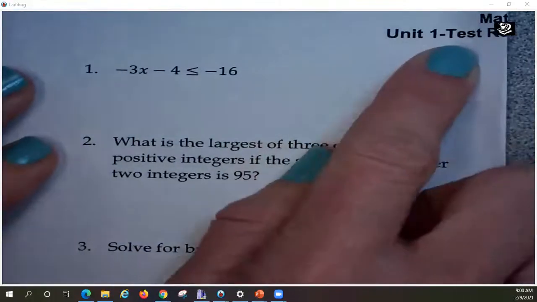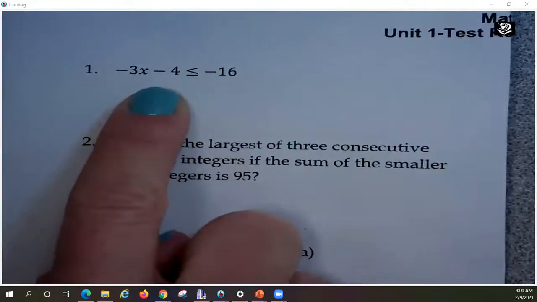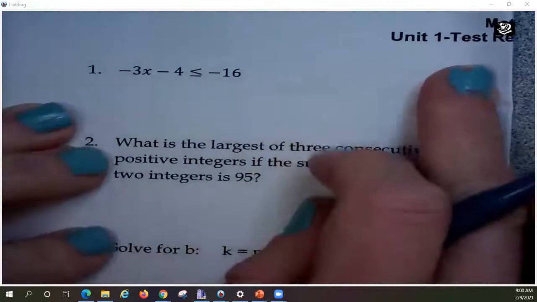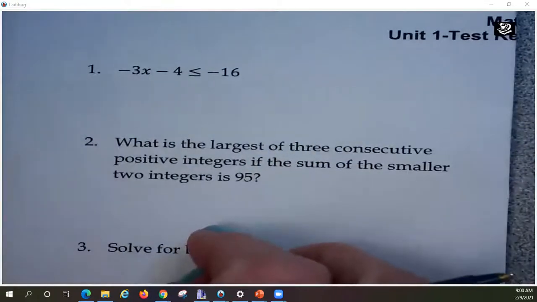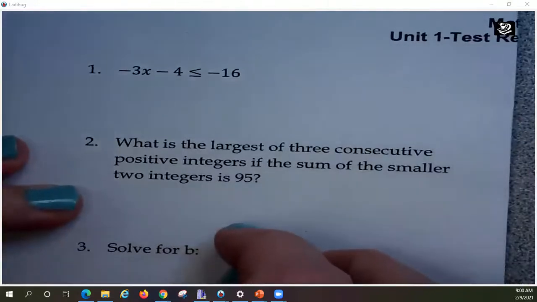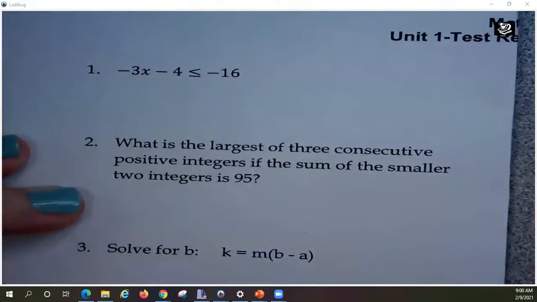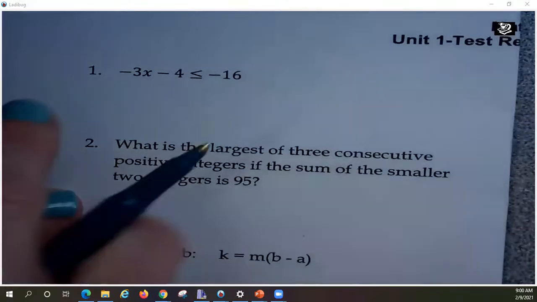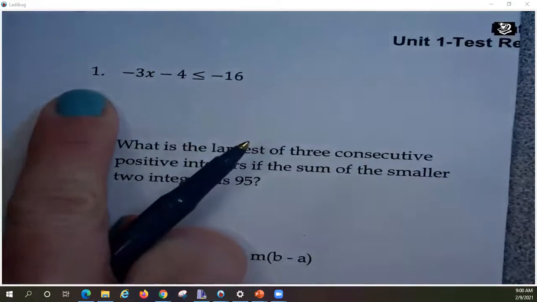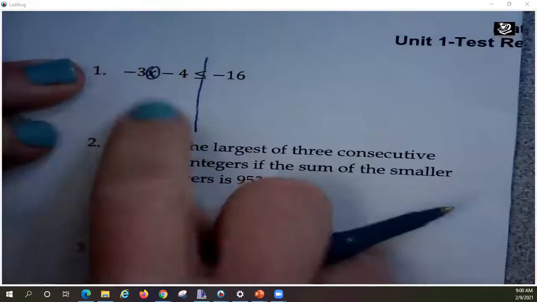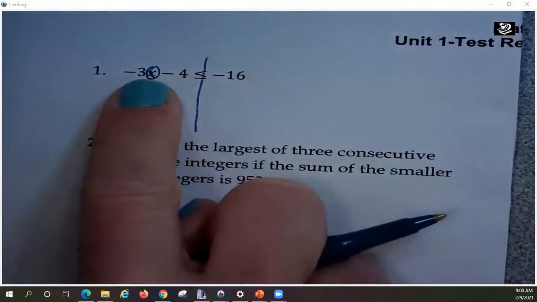Unit 1 test review. Here's your first problem. Isabella, what should I do first on this problem? Isabella, you're muted. We can't hear you. What should I do first on number 1, Isabella? Circle your common factors. All right, I'm gonna circle X.